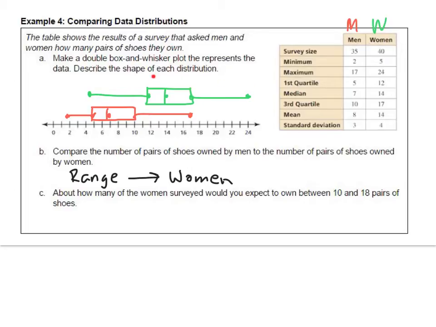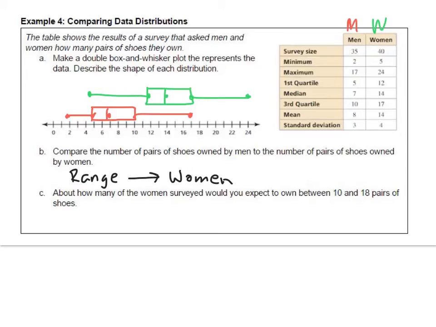The women, their box and whisker plot's a little more symmetric. Okay, it's pretty evenly spaced out, which means that the data for our women is pretty comparable to the men. Everything's going to be centered pretty well, whereas the men's is going to be skewed a little bit to the right because you got that one person that owns a lot of shoes.